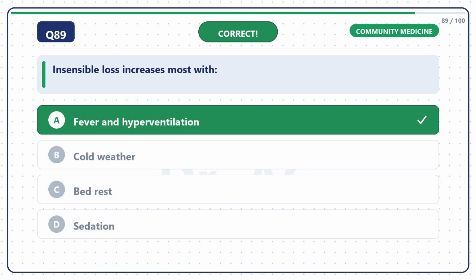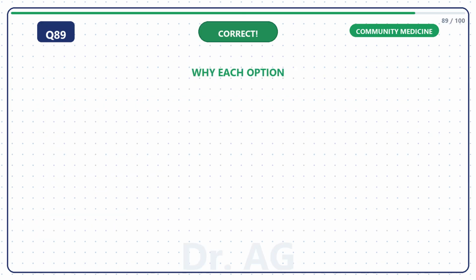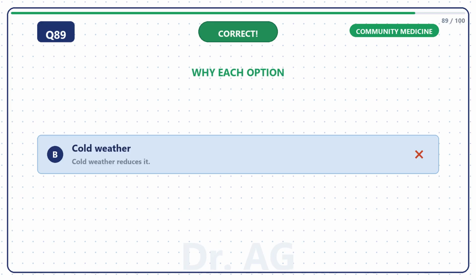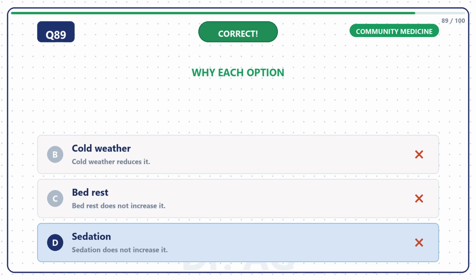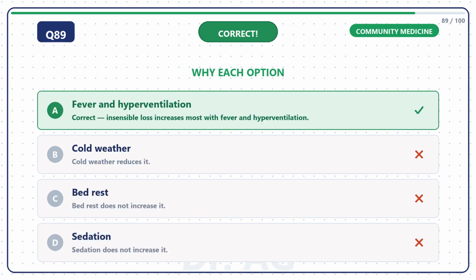The correct answer is option A, fever and hyperventilation. Let's go through the options. Cold weather. Cold weather reduces it. Bed rest. Bed rest does not increase it. Sedation. Sedation does not increase it. And the correct answer is fever and hyperventilation.